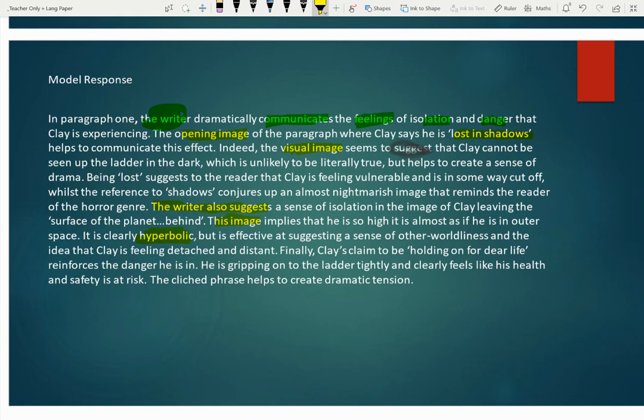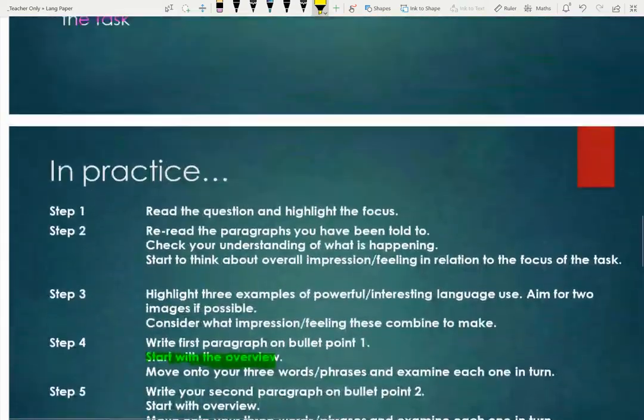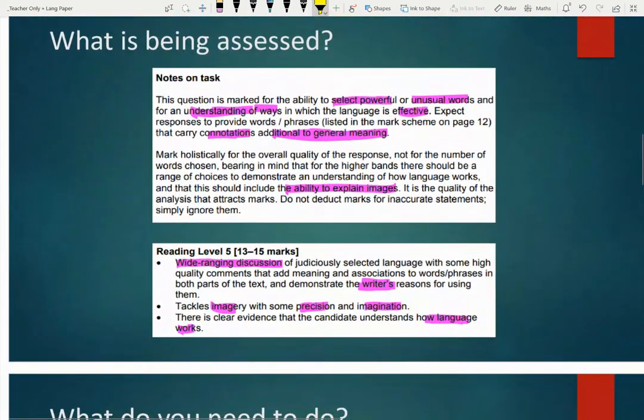I've zoomed in. I recognise that the writer's using that method. But it's effective. It's just suggesting a sense of otherworldliness and this idea that Clay is feeling detached and distant. So I think that otherworldliness is me, if I just flick back quickly to the mark scheme, I think that's me showing imagination.